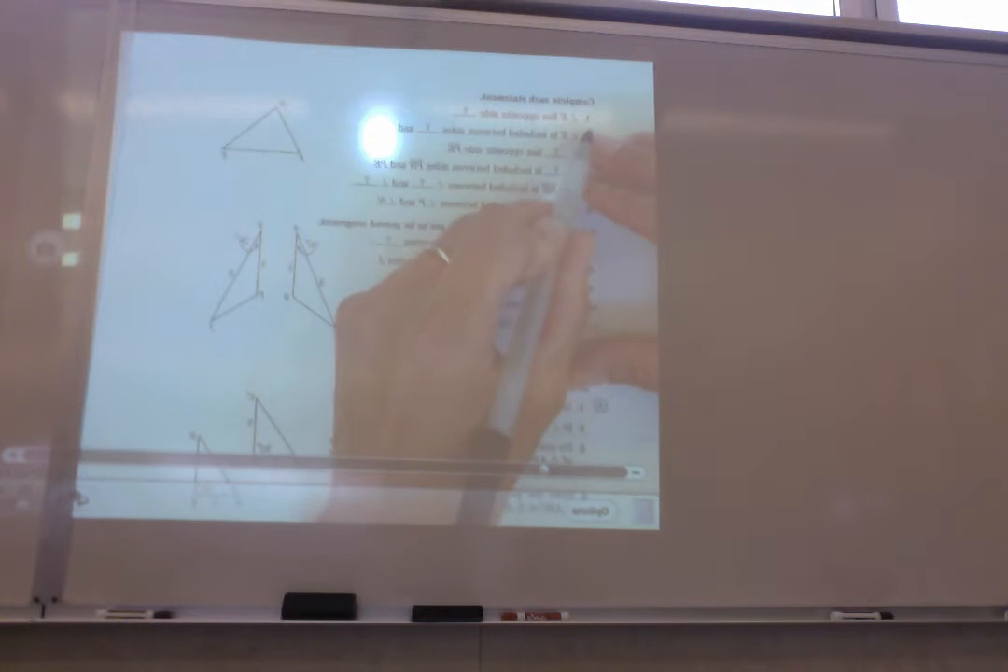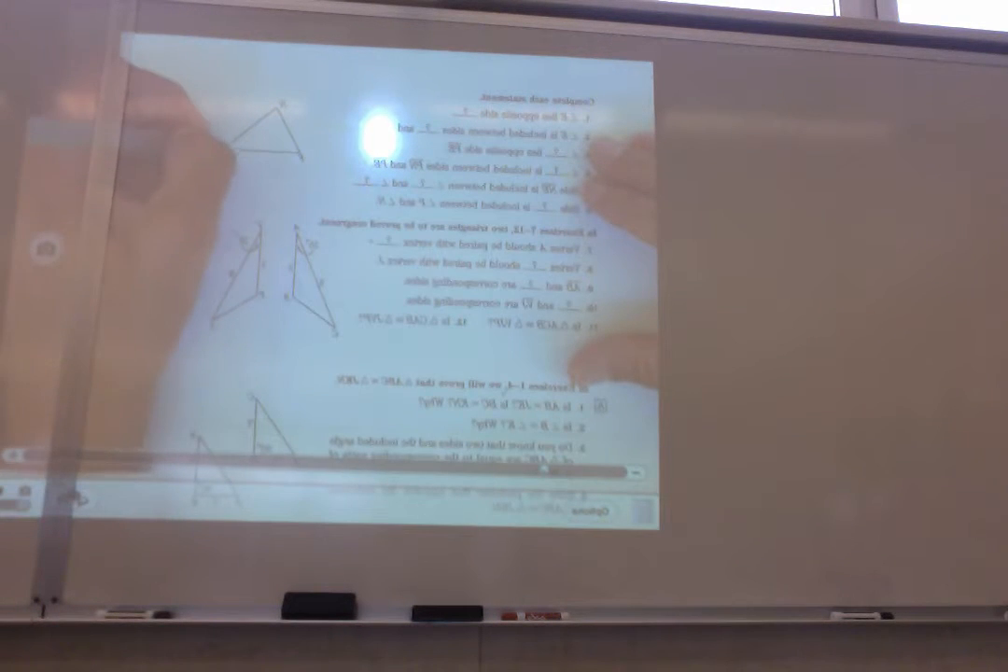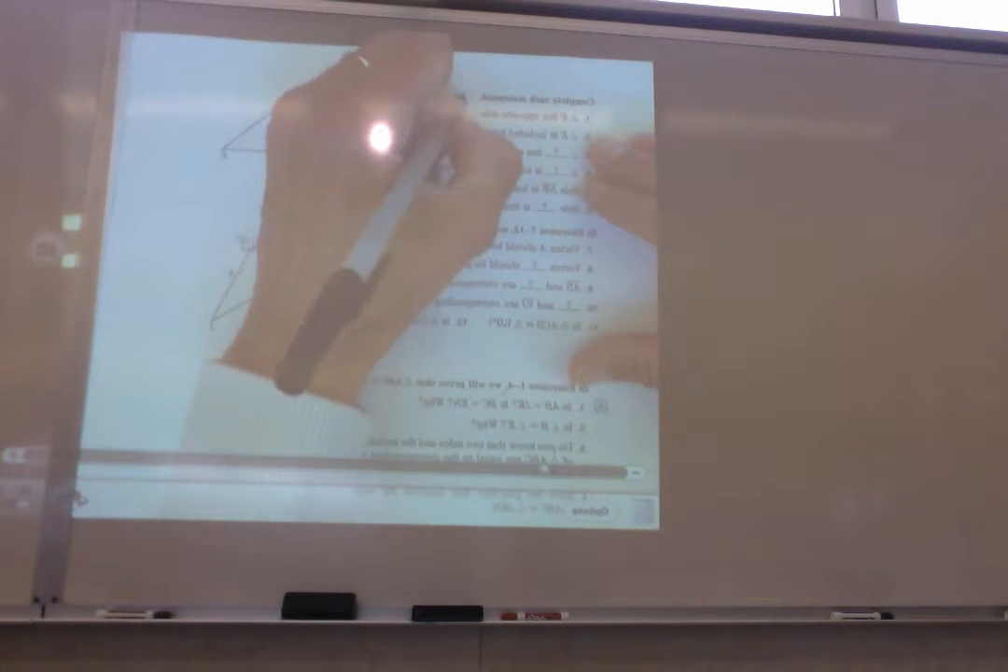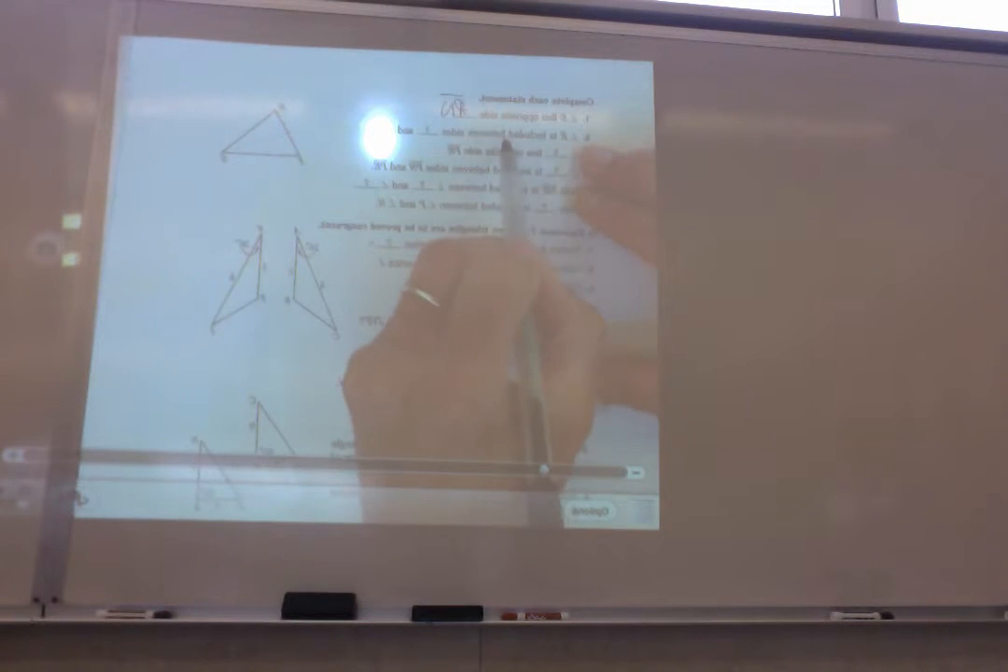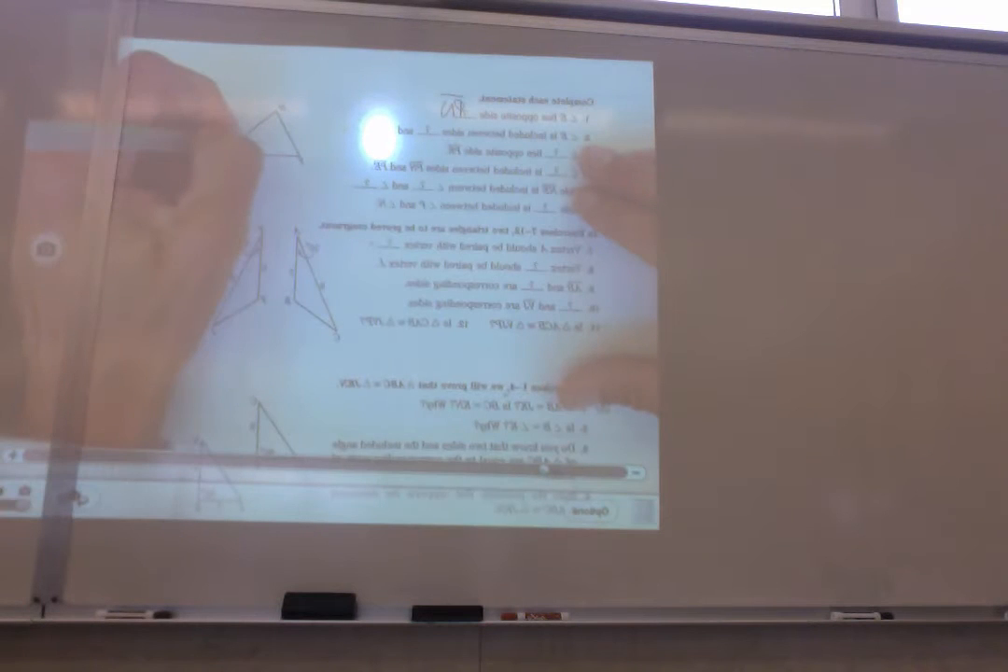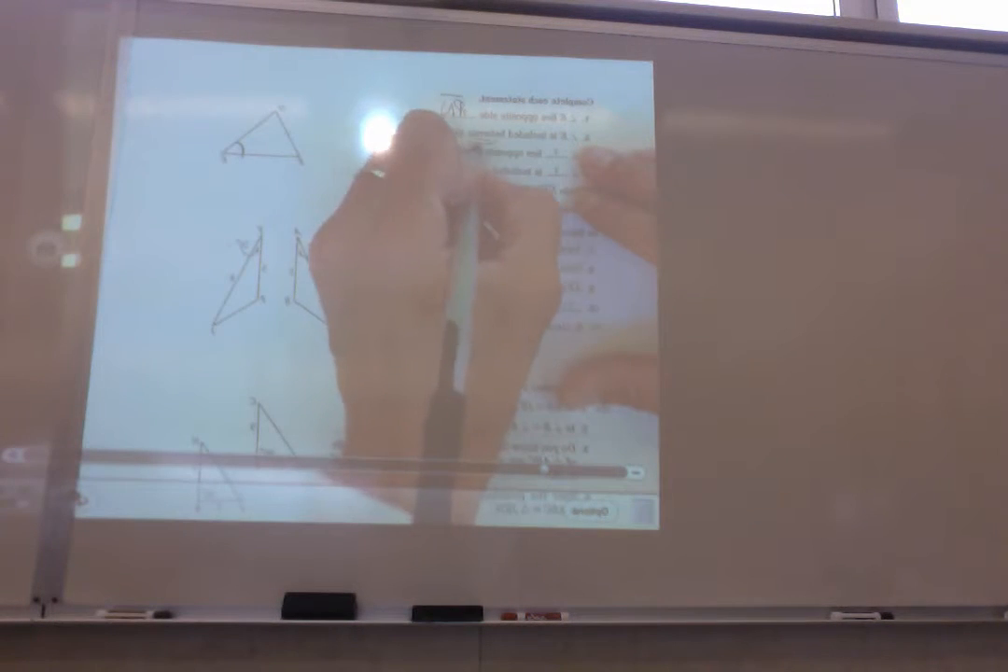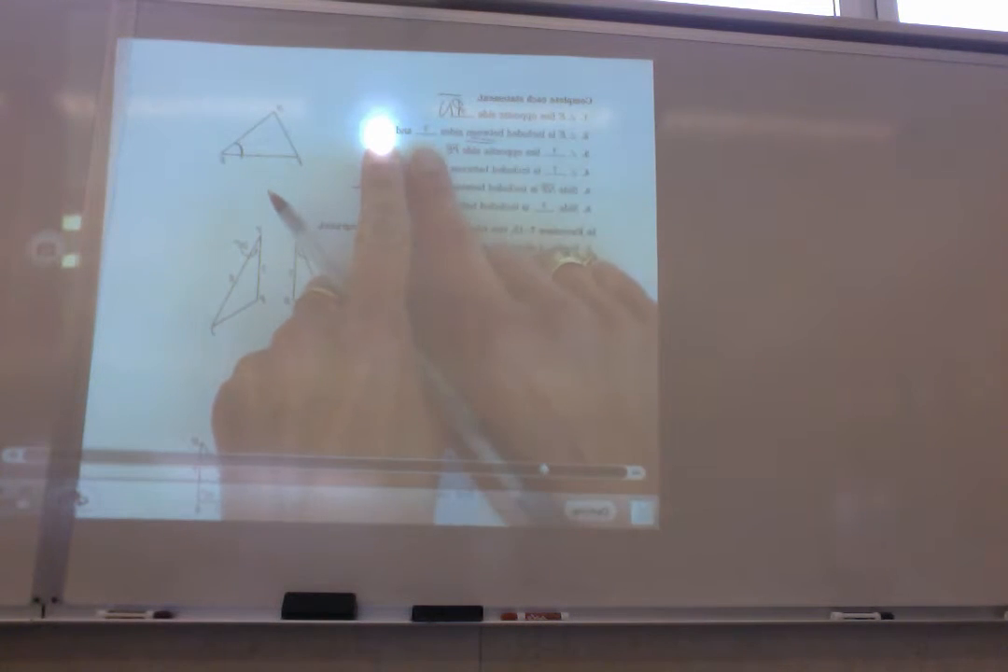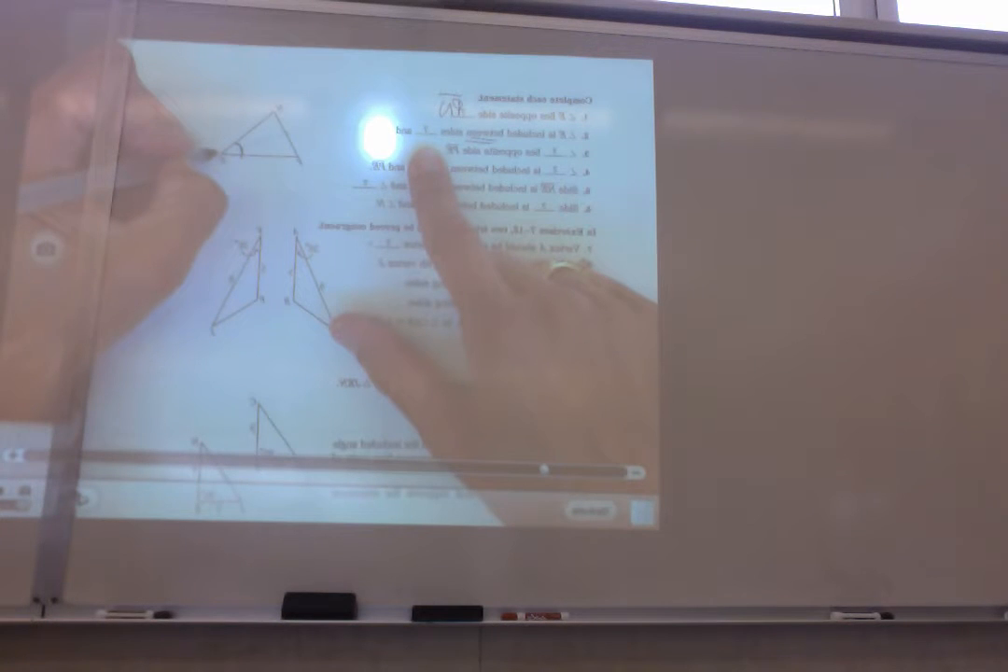Number one, Isabella, E lies opposite which side? PN with a line over the top. E is included between which two sides? Here's E. It's between two sides, so you call that included.